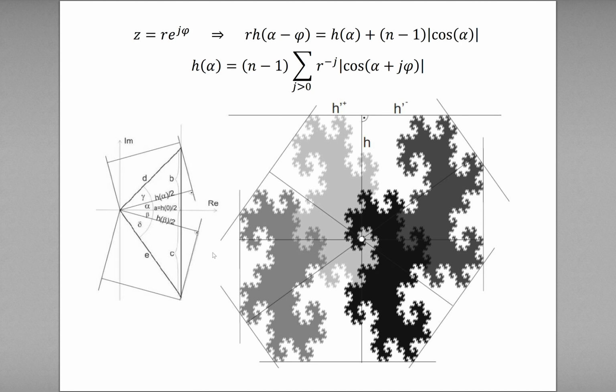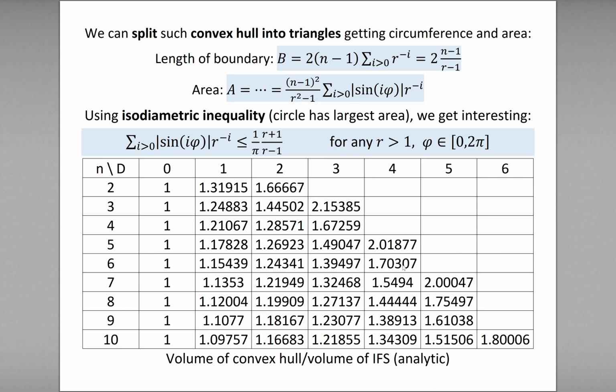And analyzing this bouncing of this minimal distance, we can decompose this convex hull of the fractal into such triangles. So we split such convex hull into triangles, which allows us to find the length of the boundary or the area. We have an analytical formula, just as a series.